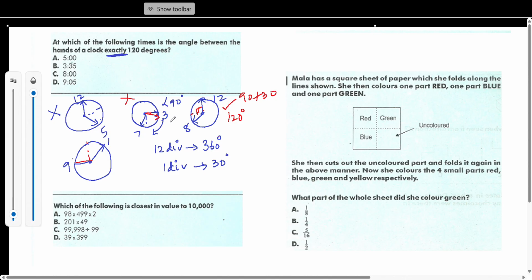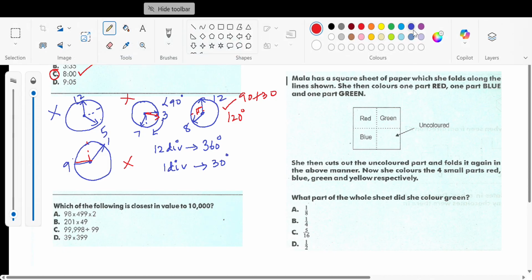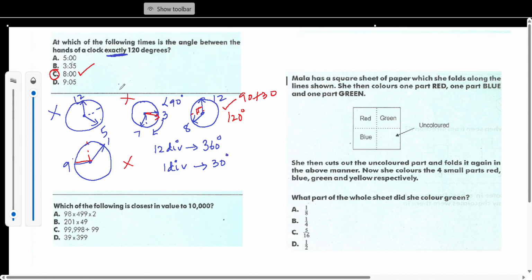So when is it exactly 120? Definitely option C, which is 8 o'clock. So if you see, although it looked like all three make sense, that minor difference is what makes the change. Now going to the next question, which of the following is closest to 10,000?